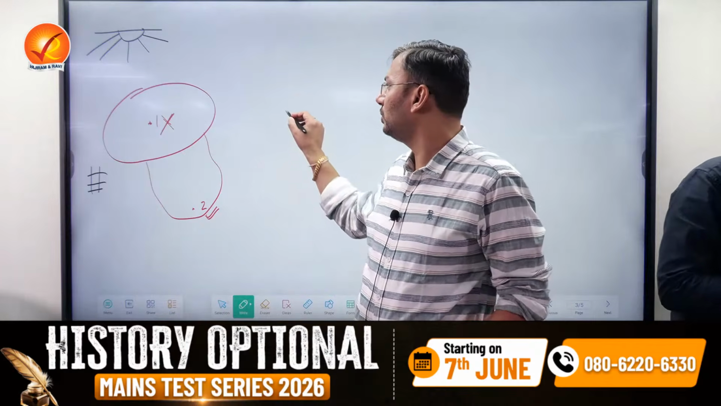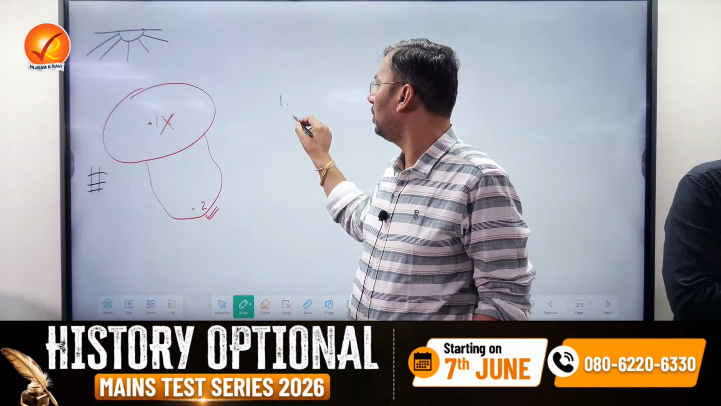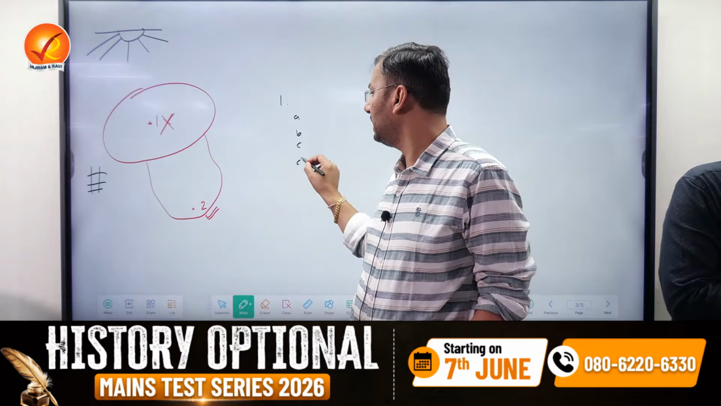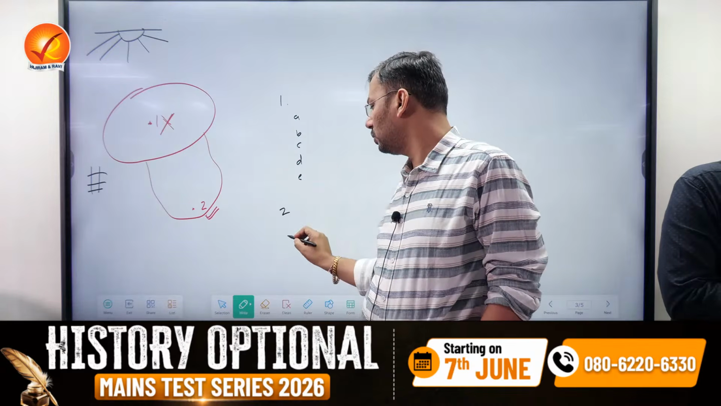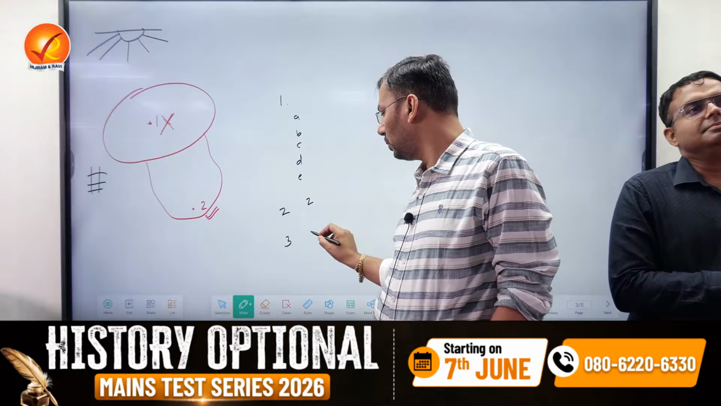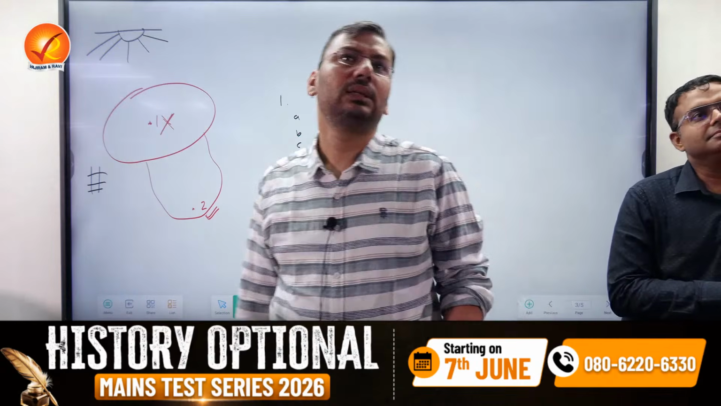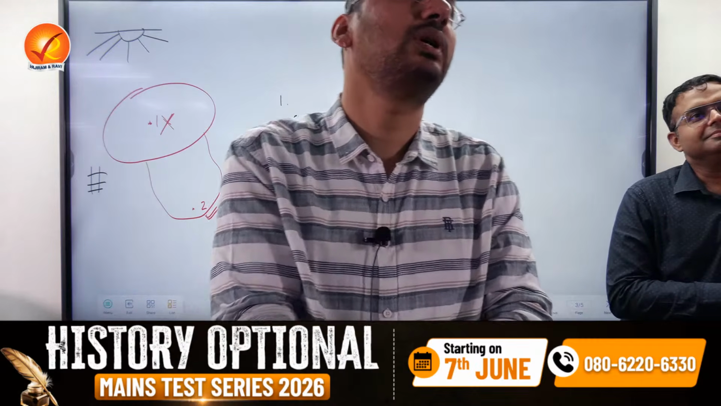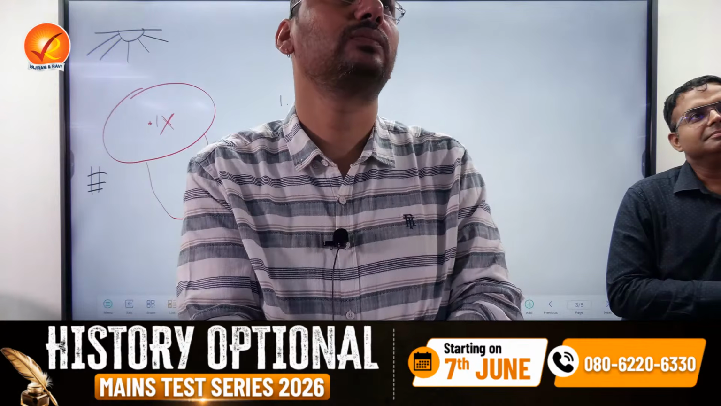They will simply ask you question number 1. All 5 are asked: A, B, C, D, E. Then in question number 2, 3, any 2 of this, any 2 of this, or 2, 3 like that. You will get some options to do it. Don't worry about that.